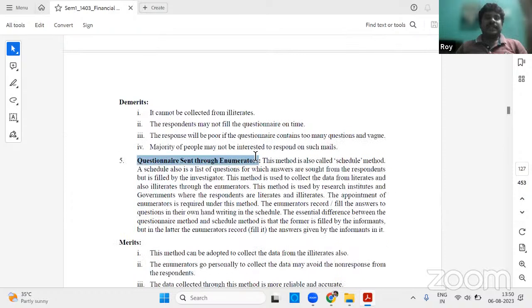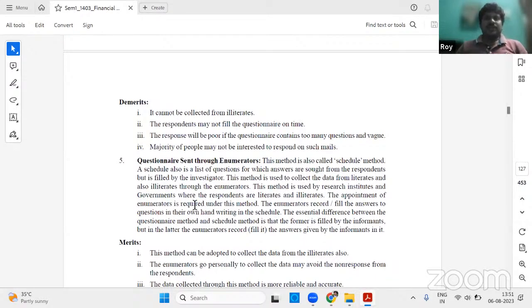This is the questionnaire sent through enumerators. It is also called the schedule method. What is this? A list of questions for which answers are sought from the respondents, but the form is filled in by the investigator. This is also used to collect data from both literates and illiterates through the enumerators.